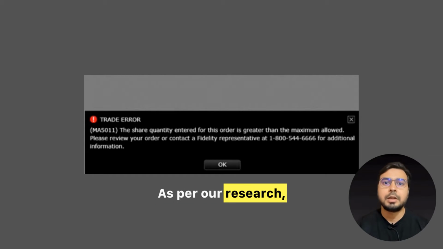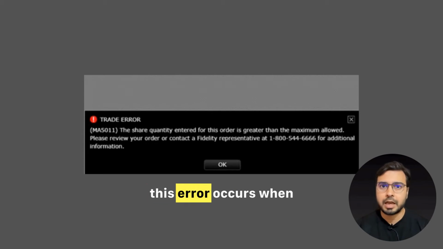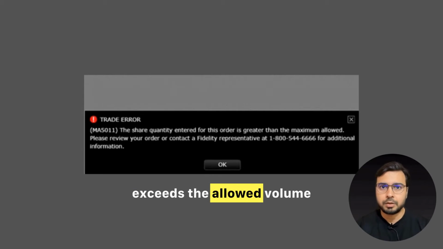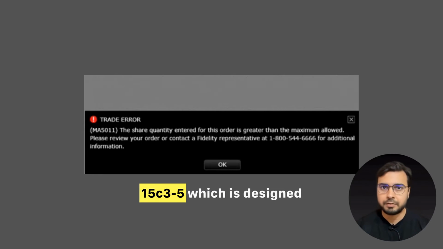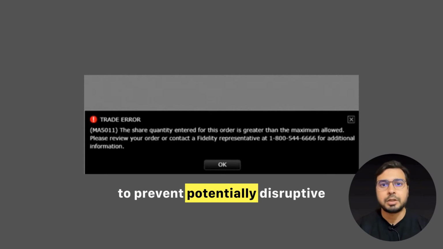As per our research, the error comes when users try to place a buy or sell order, but the order doesn't go through and shows this error. According to our research, this error occurs when the number of shares entered for the order exceeds the allowed volume threshold for a particular security. This is a control set by Fidelity to comply with SEC Rule 15c3-5, which is designed to prevent potentially disruptive trading.